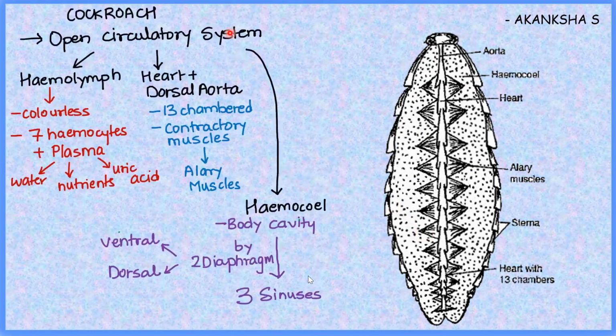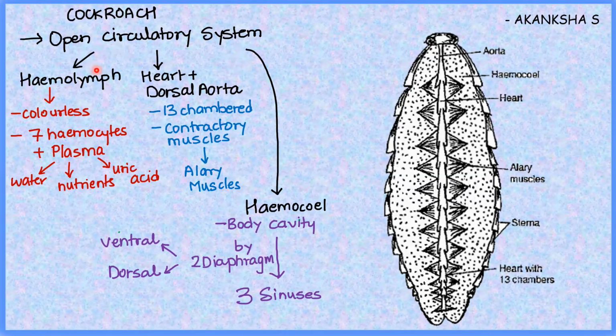The circulatory system of the cockroach is basically an open circulatory system. Technically, there are two types of circulatory system: one is open, another one is closed. Closed means the one that we have in our body, where the blood flows through blood vessels. But an open circulatory system is the one where there are not many blood vessels. The fluid or the blood is released into a sac and then it is brought back into the heart. So there is no blood vessel over here.